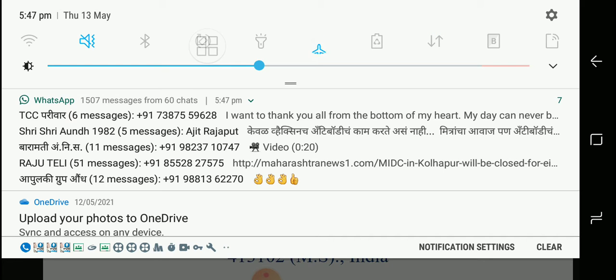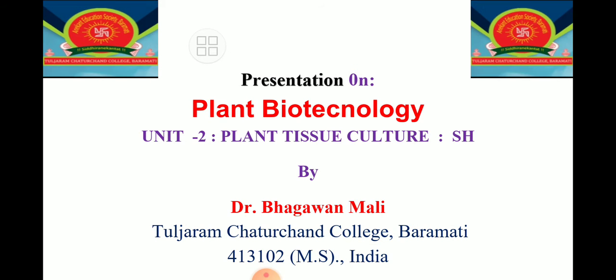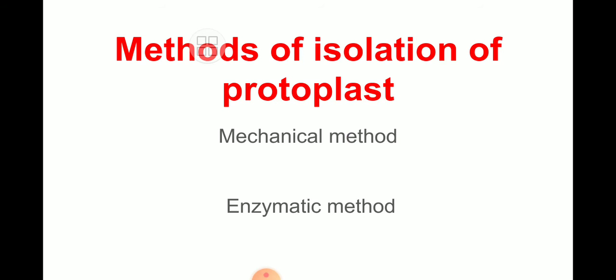So for that, we first have to get an idea about the isolation of the protoplast, how to produce it, and what a protoplast is. Then we will go for the somatic hybridization, or production of a somatic hybrid, using vegetative cells or somatic cells. And this part is from your unit two, that is plant tissue culture.